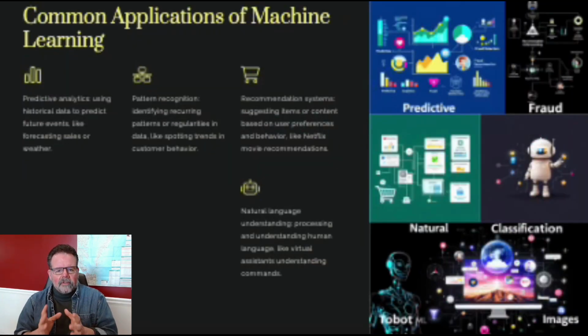Now, if you look at this grid of applications, we can see that machine learning touches nearly every aspect of our lives. Predictive analytics helps forecast anything from sales to weather patterns. Pattern recognition spots trends in customer behavior. Recommendation systems suggest your next favorite movie or product. And natural language understanding powers the virtual assistants we use every day. Each icon in this diagram represents a different way, even though they might not have a lot in common, that uses a machine learning algorithm to power it, to make it work.